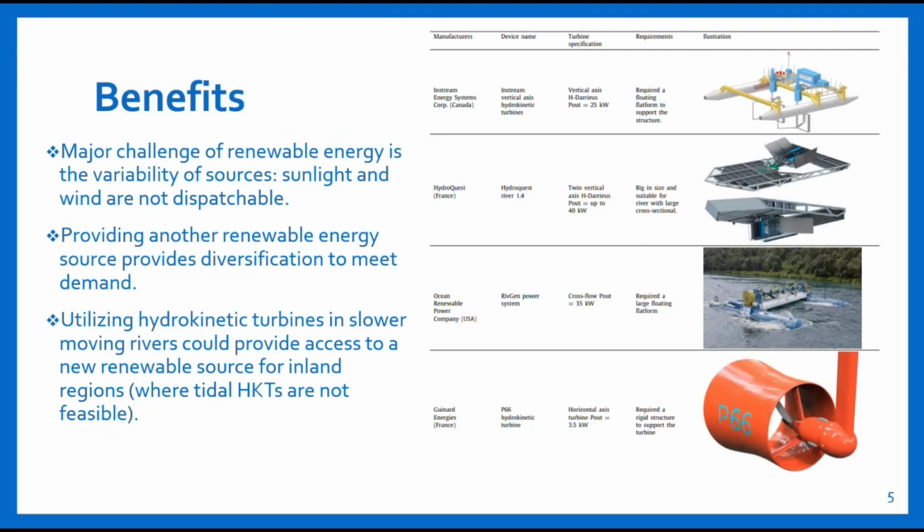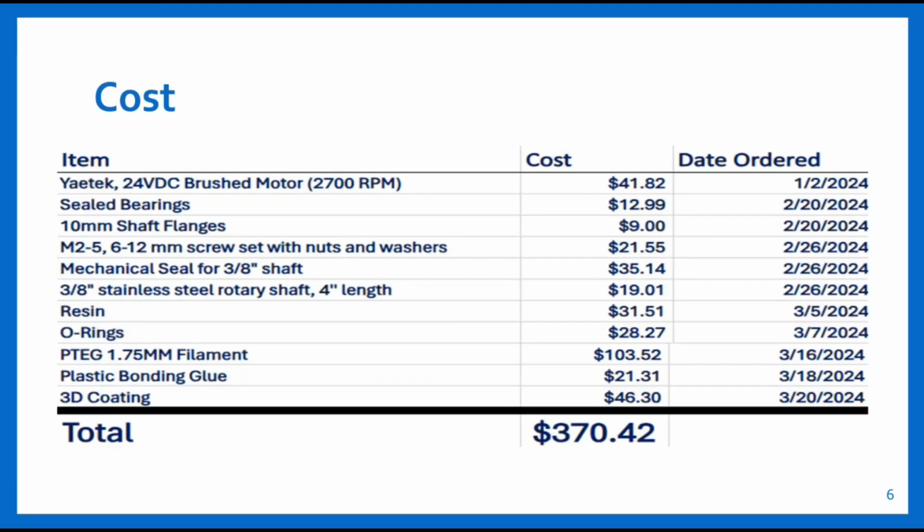The main benefit of this is that the major challenge of renewable energy is variability, this being sunlight and wind. Providing another renewable energy source provides diversification to meet demands. And using hydrokinetic turbines in slower moving rivers can provide access to new renewable sources for inland regions. Here's the cost of everything.